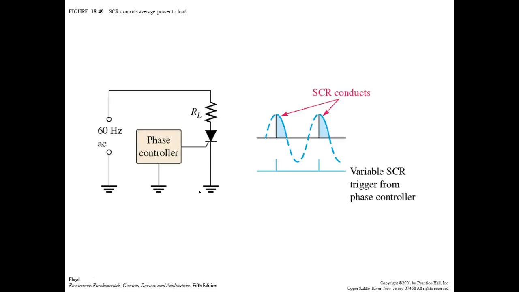Now what we can do is use a simple circuit. I've got another circuit that I put in the PowerPoint, but it'll take more time to talk about. Right here we've got the load, a resistor, and a phase control circuit. What we've got is 60 hertz AC, so this is going to be like a half-wave rectifier.